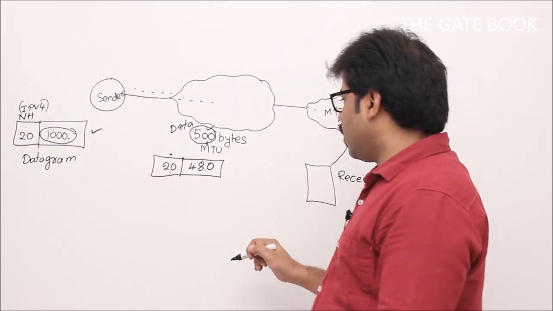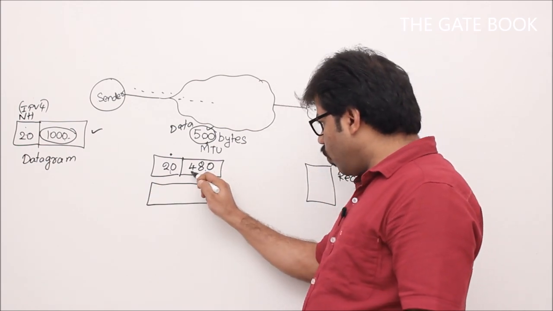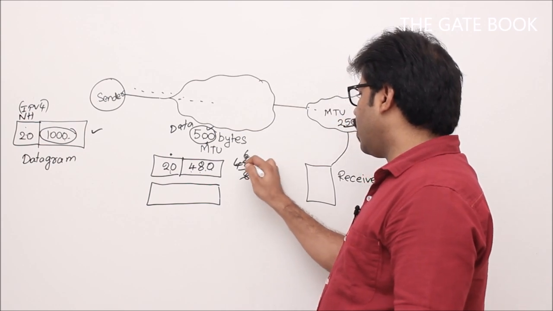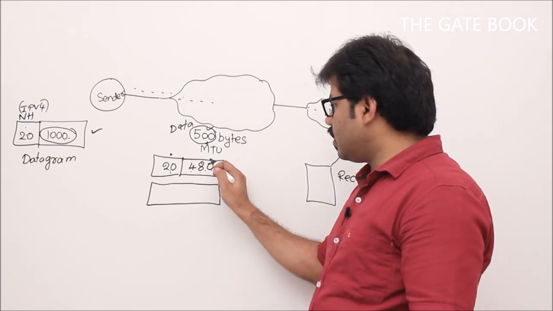Correct? Second thing, how many such fragments should we make? Before that, we should check that this 480 is divisible by 8. Is it true? 8 6s are 48, 8 60s are 480, correct? So now there is no problem. Remember it, that is a necessary condition.